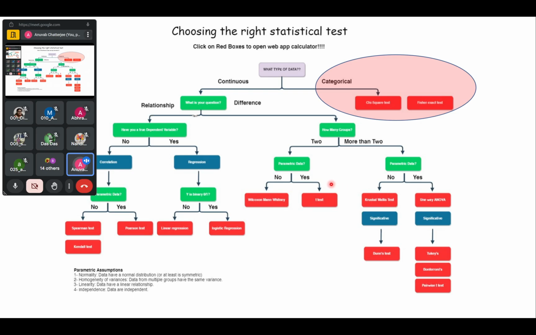Most of the time we are going to deal with parametric data. So most of the time we are going to deal with t-tests or ANOVA, both of which we are going to cover today, as well as chi-square.